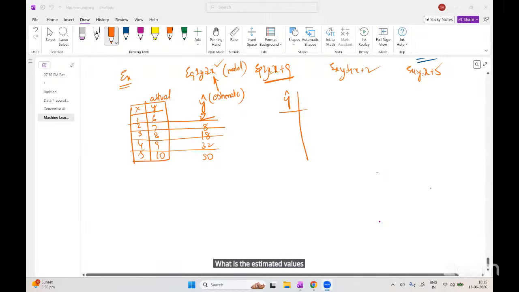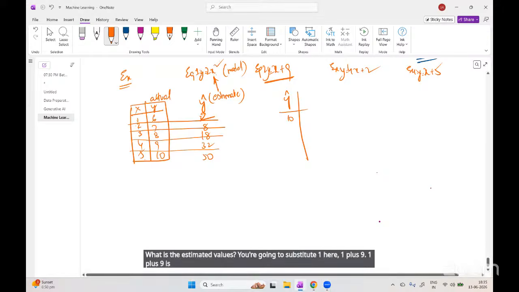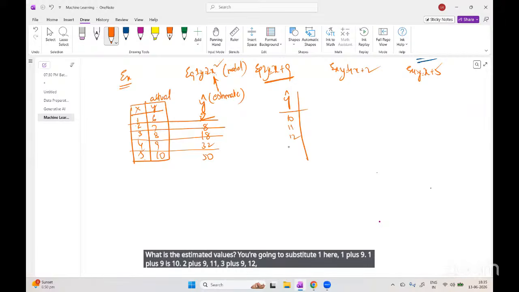You are going to substitute 1 here. 1 plus 9 is 10. 2 plus 9, 11. 3 plus 9, 12. 4 plus 9, 13. 5 plus 9, 14. These are the estimated values.